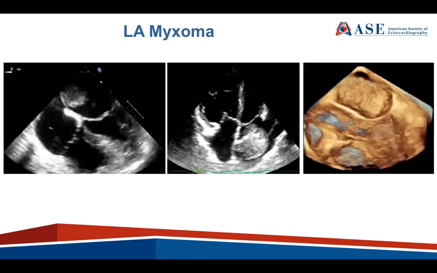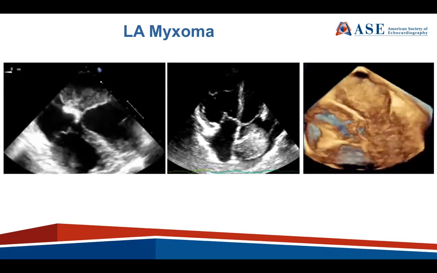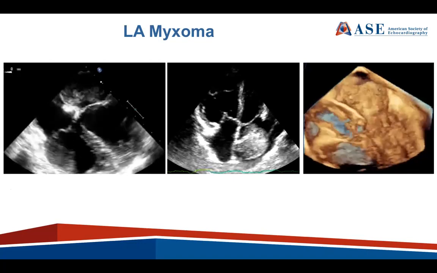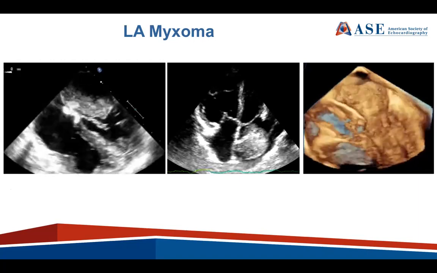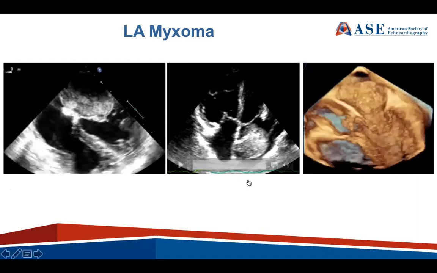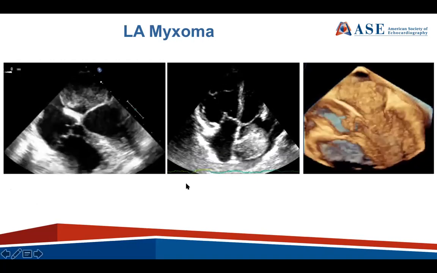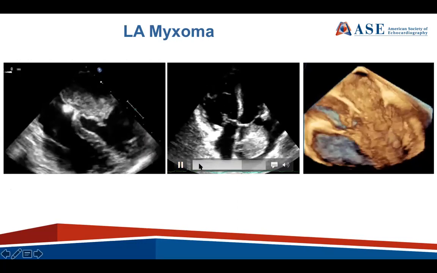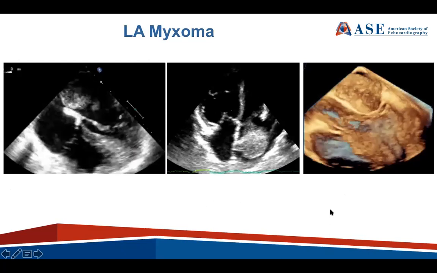So here are a few examples of myxomas in the left atrium. On the top left, you can see a large left atrial myxoma that's occupying the entirety of the left atrium, and it's prolapsing briefly across the mitral valve. In the middle video, we see a myxoma prolapsing across the mitral valve as well, attached to a stalk on the intraatrial septum. And then we see a three-dimensional version of this on the right-hand picture.